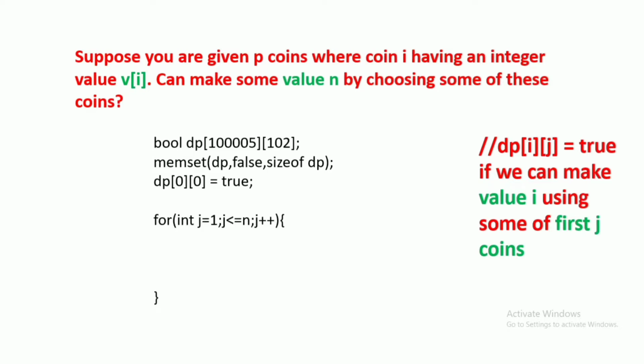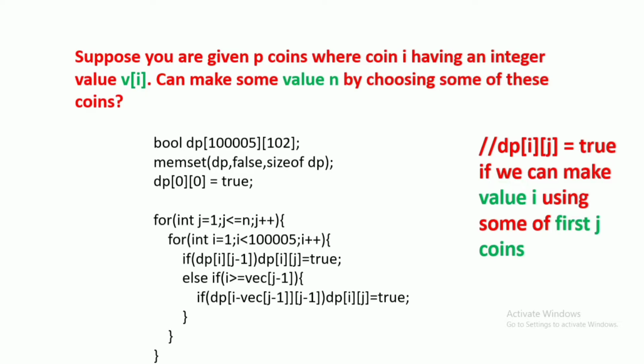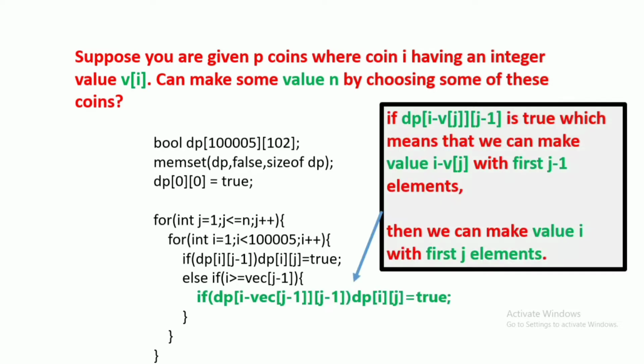Now we will iterate over all coins one by one. In each iteration we will traverse from 1 to max value and update the value of dp[i][j]. If dp[i][j-1] is true, then dp[i][j] will obviously be true. Otherwise, if dp[i-vj][j-1] is true, which means that we can make value i-vj with the first j-1 elements, then we can make value i with the first j elements. This way we will be able to find which values we can make with the given coins.